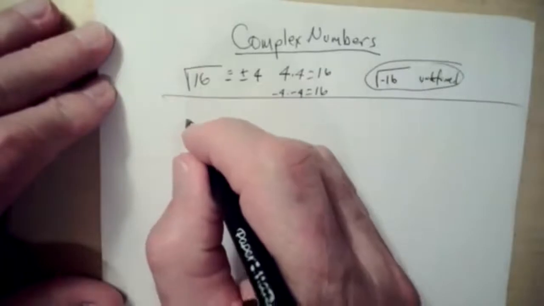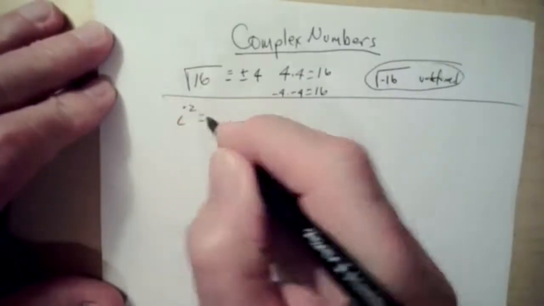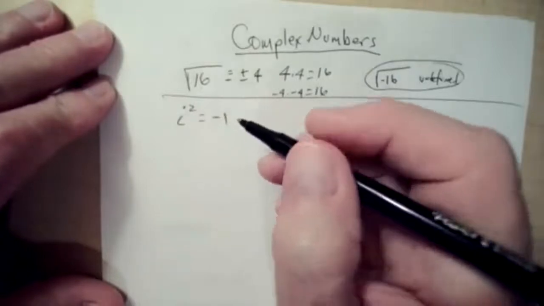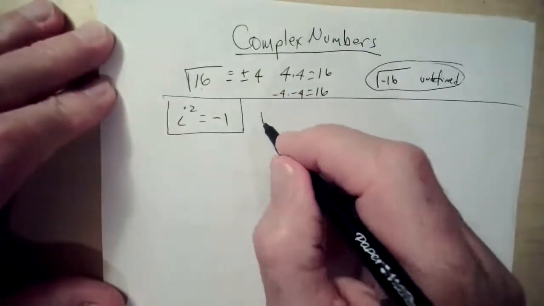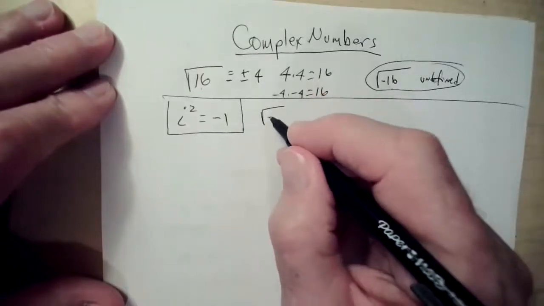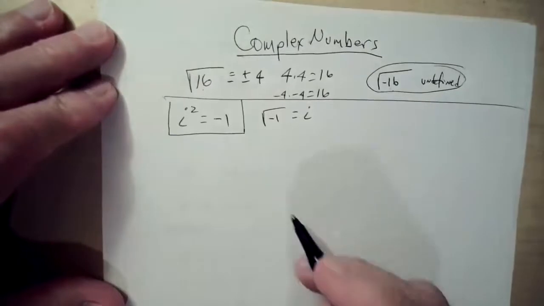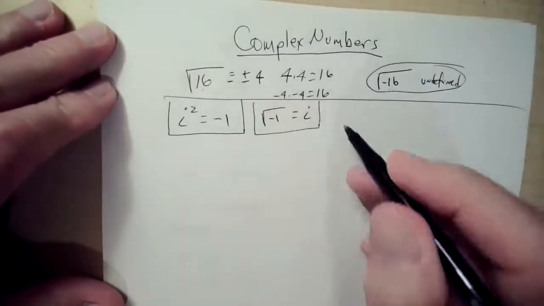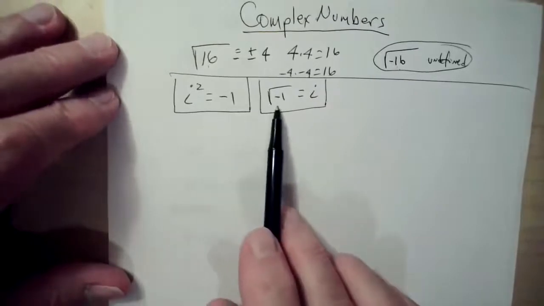Now what we do is we know that i squared is negative 1. This is semi-important. And the square root of negative 1 is i, frontwards and backwards. And we have to have a way of dealing with this.